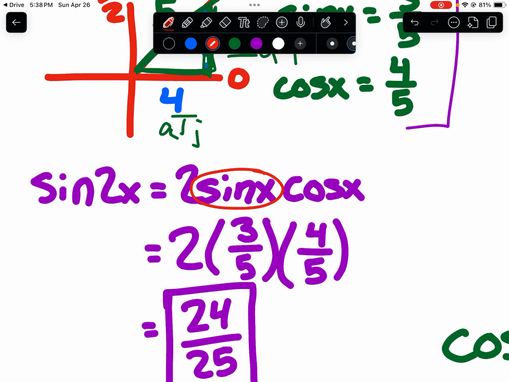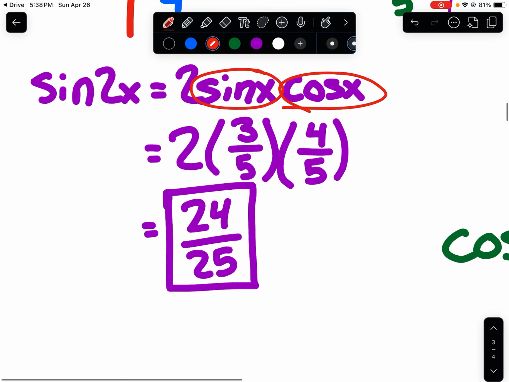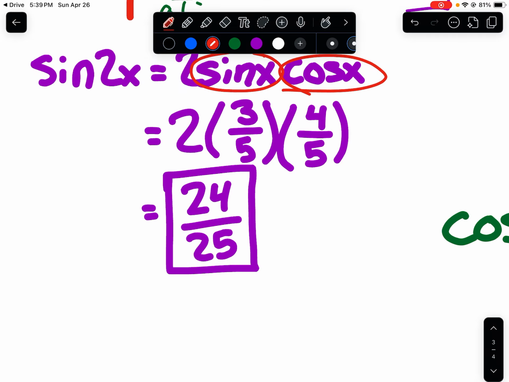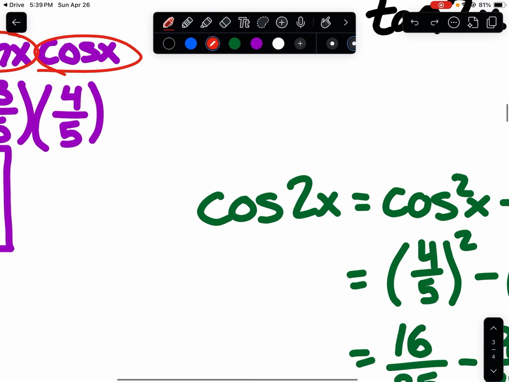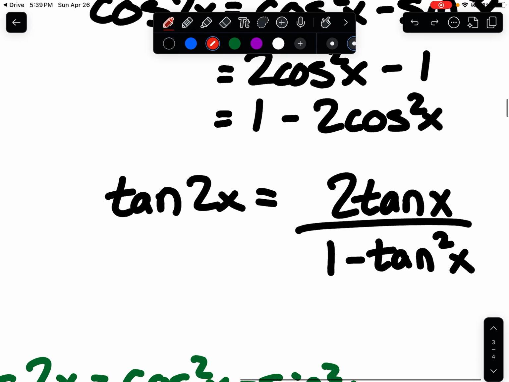So if I go over here and I say sine 2x is equal to 2 sine x cosine x, I'm just going to replace that sine x with the 3/5 that we said it was. I'm going to replace the whole cosine x with the 4/5 and then just simplify that as much as I can. And if it helps to look at this 2 as 2 over 1, then we just multiply straight across. 2 times 3 times 4 gets us 24. 1 times 5 gets us 25, so we end up with 24 over 25 for sine of 2x.